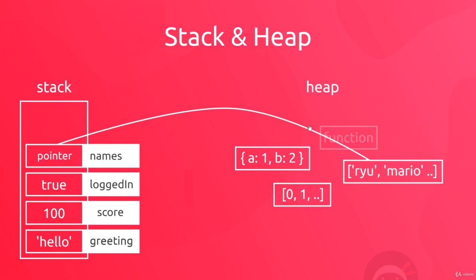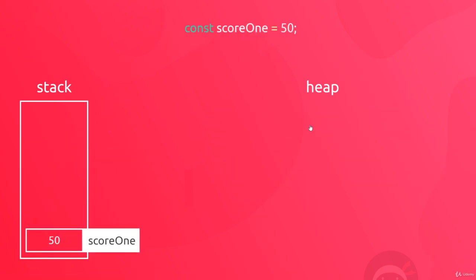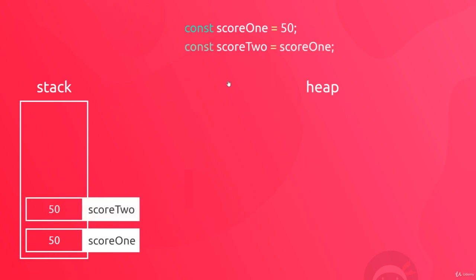So let's just go back to virtually an empty stack and an empty heap. Now imagine we create this variable score1 and we set it equal to a number 50. Now this is a primitive type, so it's stored down here on the stack and the variable name is locked to that value, so when we try to access it in the future it knows to grab this value. Now what if we make a copy of this variable?